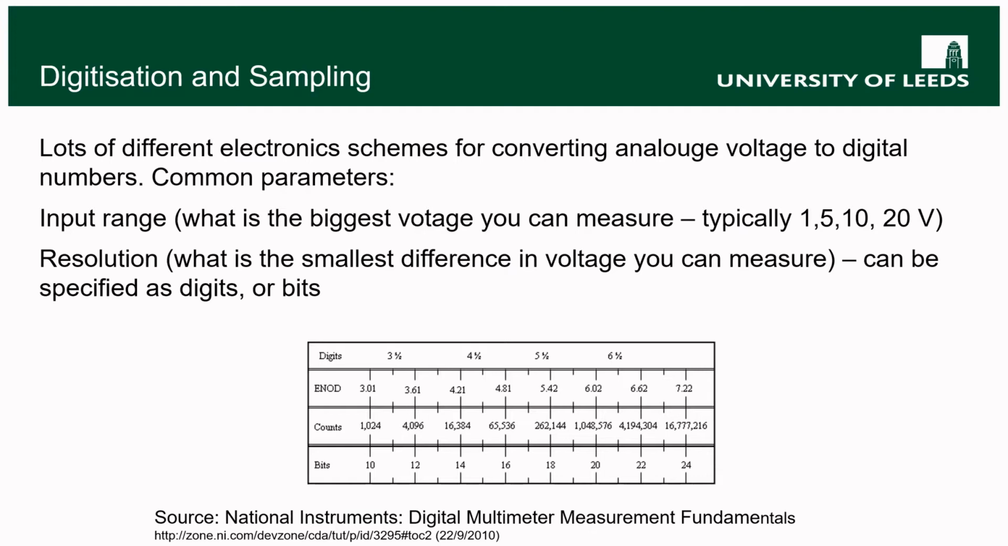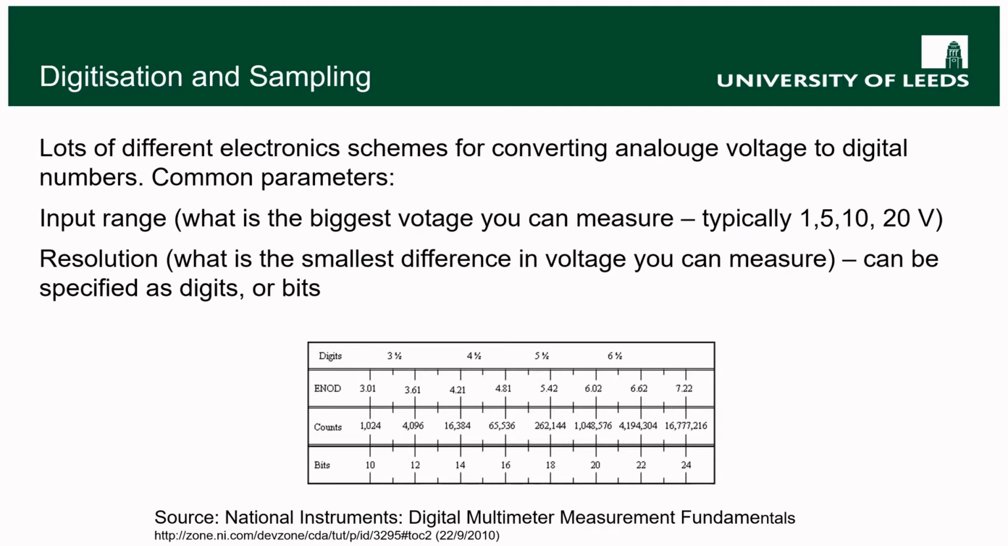So for cheap and cheerful meters, we're maybe working at 3.5 digits, meaning you have 99.95 and then 99.90 sort of numbers. And if you look at the table in this slide, you'll see that that's somewhere between 10 and 12 bits of information, which is giving you somewhere between 1,000 and 4,000 actual levels you can measure.